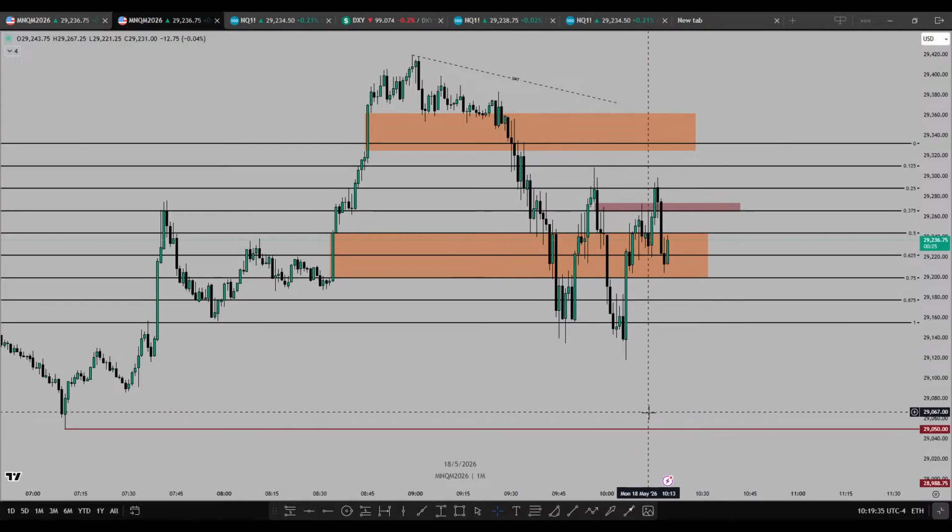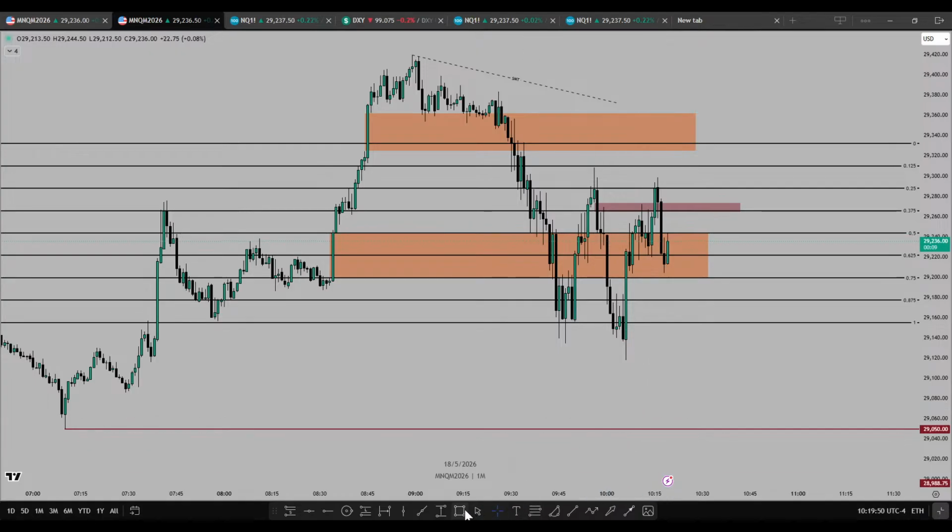Keep your bodies fit as well. Go to the gym, bro. I went in the morning at 6 o'clock. After the gym, I went for some walk, had some tea, took a bath. It's 10:20. I'm watching this Fair Value Gap here.